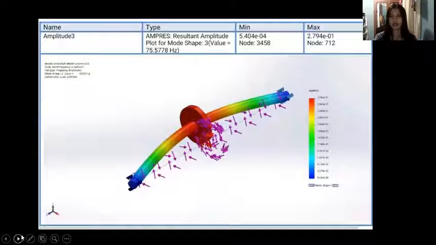Still, the most affected area is the center, which is the disc and some part of the rod near the disc, and still the less affected is the tip of the shaft, which is the color blue, with a value of 5.404 times 10 to the power of negative 4. Then the maximum amperes is 2.794 times 10 to the power of negative 1.